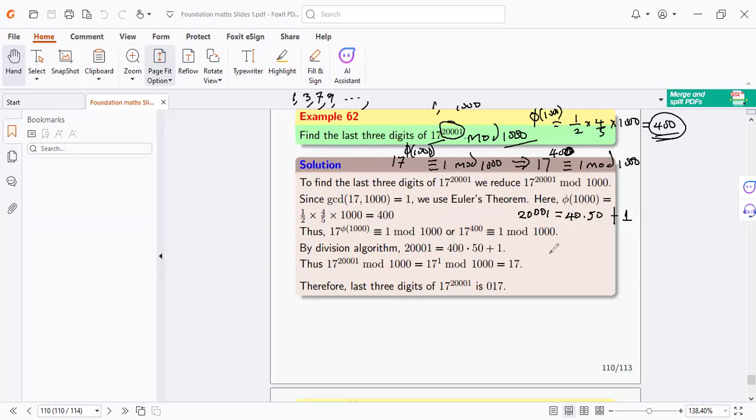So as we've already said, 17 raised to that number is the same as 17 raised to the remainder, which is 1, mod 1,000, which is 17. The question was to find the last 3 digits. Doing this has given us the last 2, so it means the other one is just 0. So the last 3 digits are this.